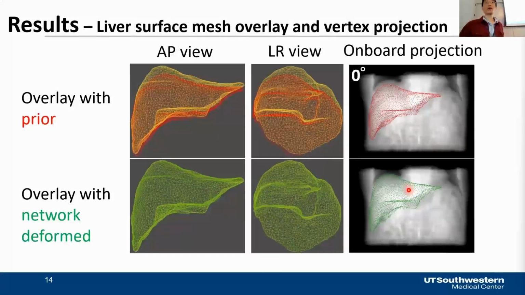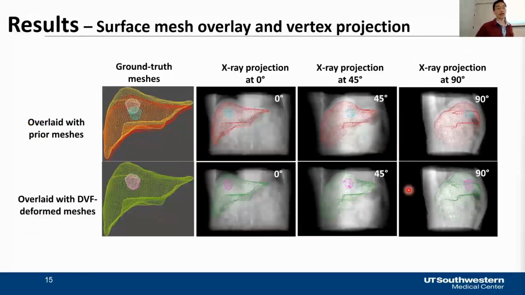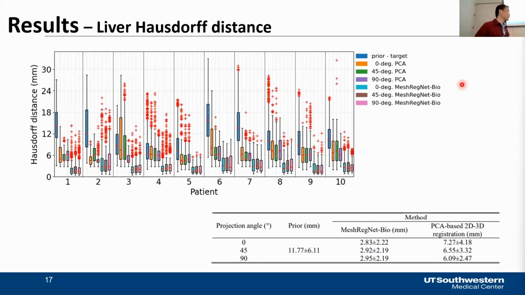So now we can obtain very good registration for the liver surface that can be used to locate the liver tumors, like this. The mesh overlay here shows, and here also shows, the X-ray projection at another 45 degree angle and 80 degree angle projection.